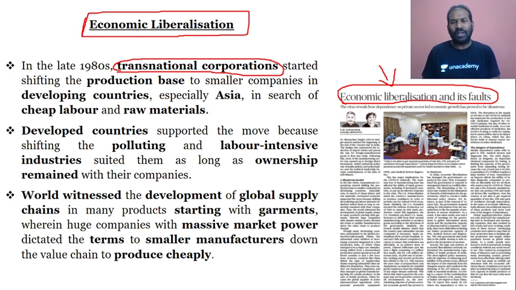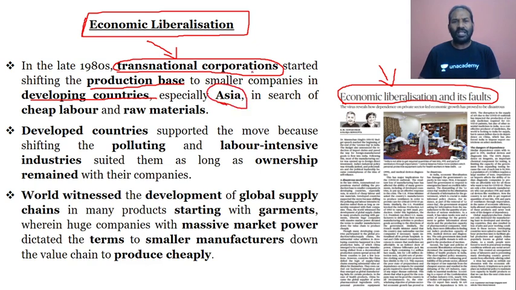So this was the main focus in the 1980s, and that was called the transnational corporations. These transnational corporations were starting or shifting or coming up with production bases in the developing countries, especially focused in Asia.